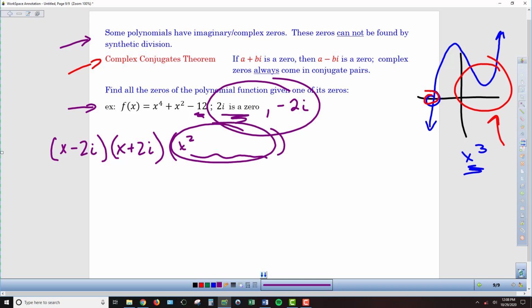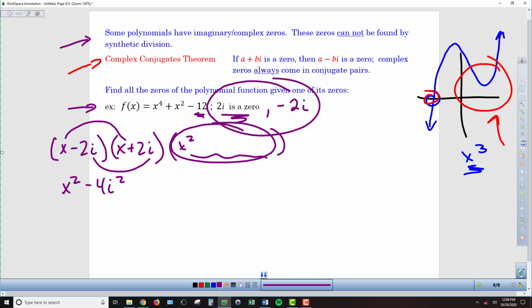So how do I find what this missing quadratic is? Well, what I'm going to do over here is FOIL out this x minus 2i times x plus 2i. If I do that, and we can see we have a difference of squares pattern, so I can go ahead and just multiply the firsts and multiply the lasts. So I'm going to get x squared minus 4i squared.